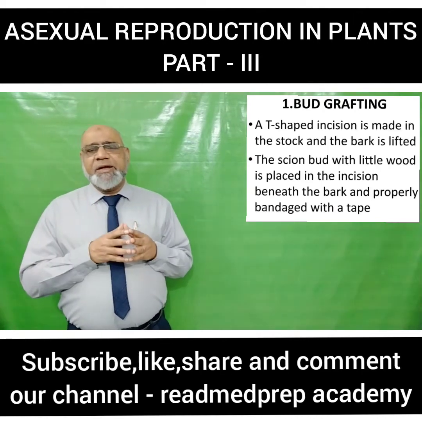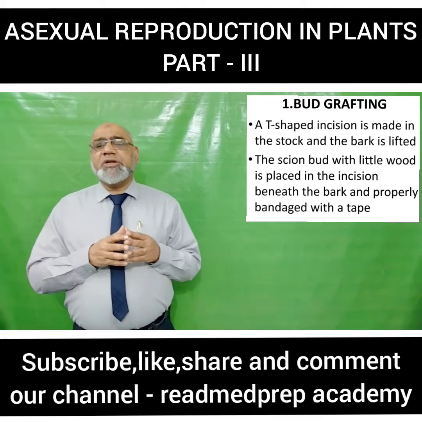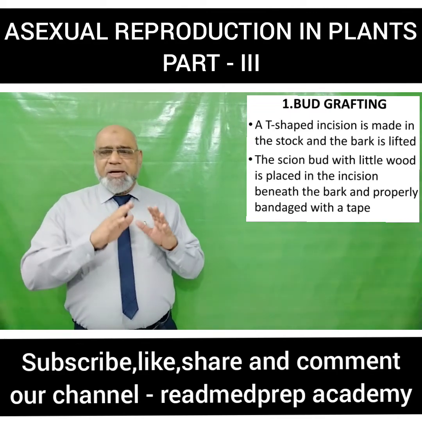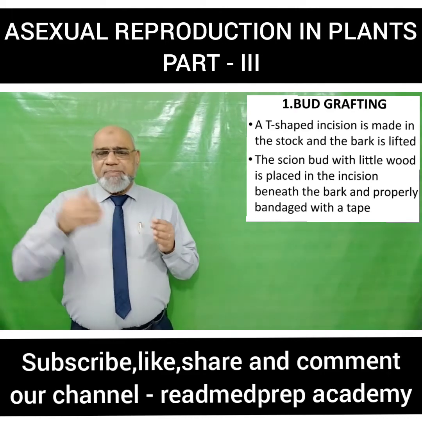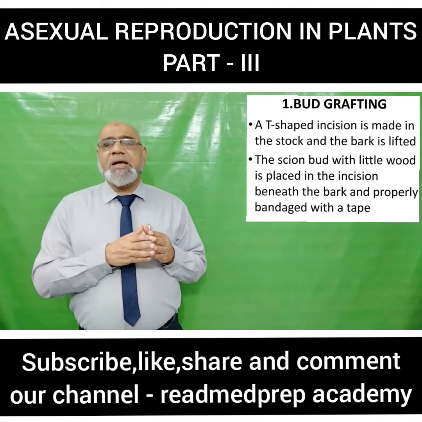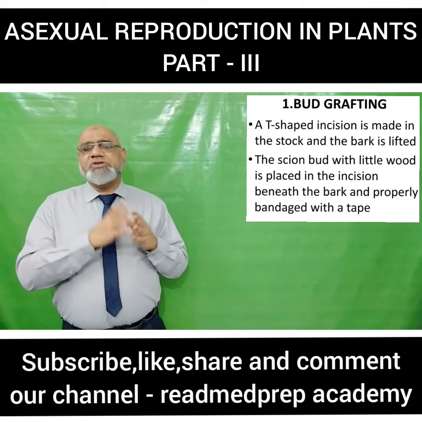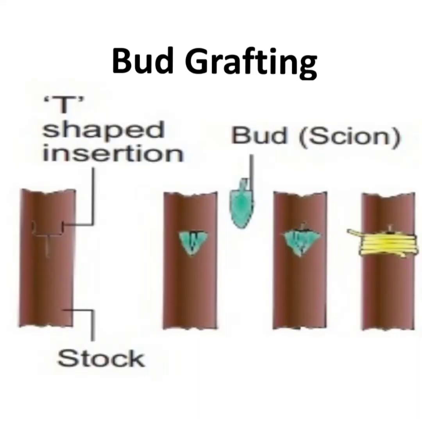In bud grafting, a T-shaped incision is made in the stock and the bark is lifted. The scion bud with a little wood is placed in the incision beneath the bark and properly bandaged with a tape. Here you can see the stock is taken and a T-shaped incision is made and the bark is lifted, and the bud from the scion is placed inside and it is bandaged and this grows into a plant.